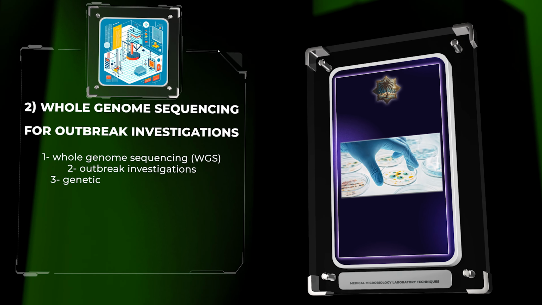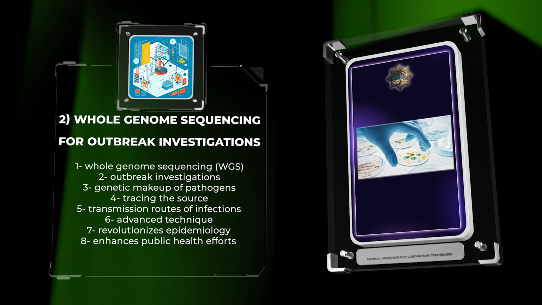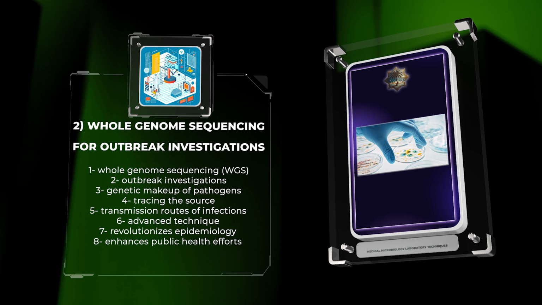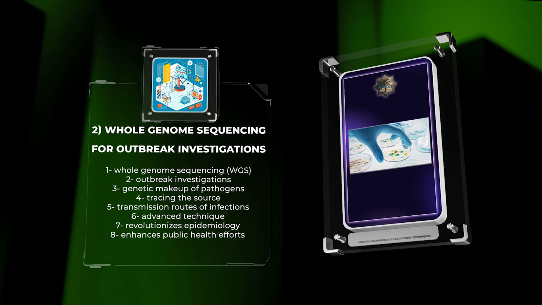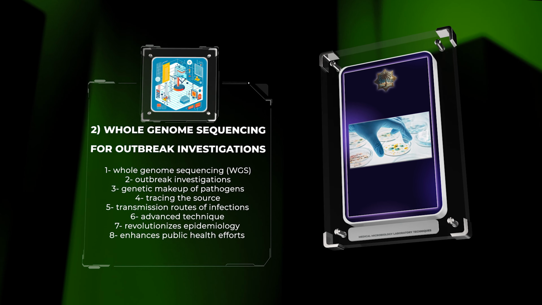The use of whole genome sequencing, WGS, in outbreak investigations enables us to analyze the genetic makeup of pathogens, aiding in tracing the source and transmission routes of infections. This advanced technique revolutionizes epidemiology and enhances public health efforts.